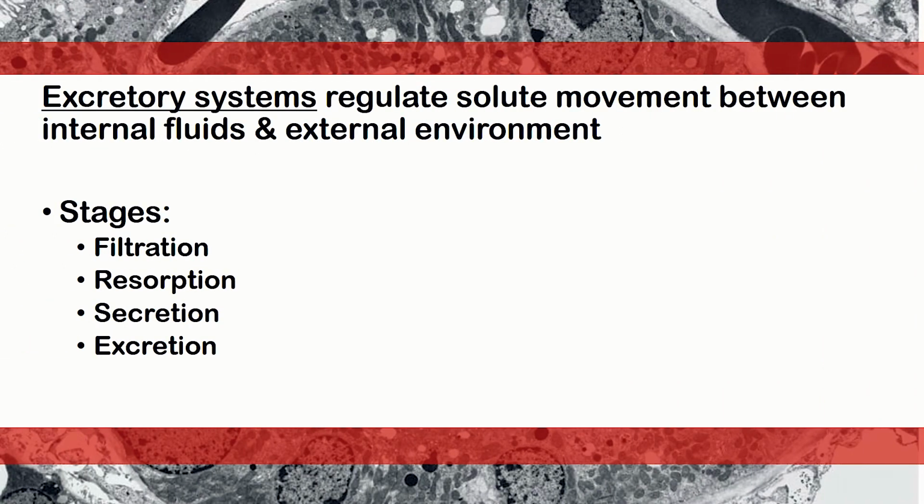In order to go through and do this process, whether we're talking about amphibians or reptiles or birds or mammals, we all have to have some type of excretory system. This excretory system will regulate the solute movements between internal fluids and the external environment and has 4 generalized stages. These 4 generalized stages are referred to as first, filtration, second, resorption, third, secretion, and finally, excretion.